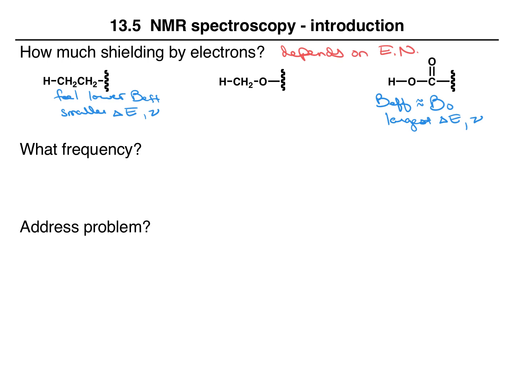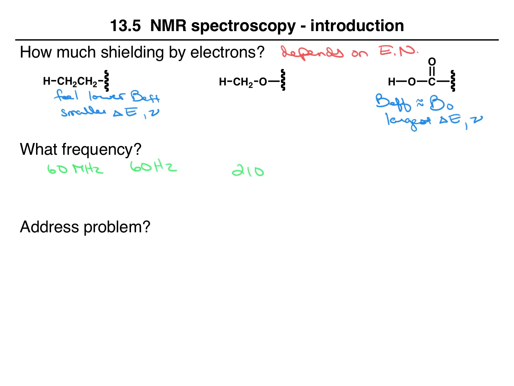So what does that look like? Well, unfortunately, the frequency of that energy gap actually depends on the magnetic field. So if we were using a 60 megahertz instrument, then this difference would be 60 hertz.